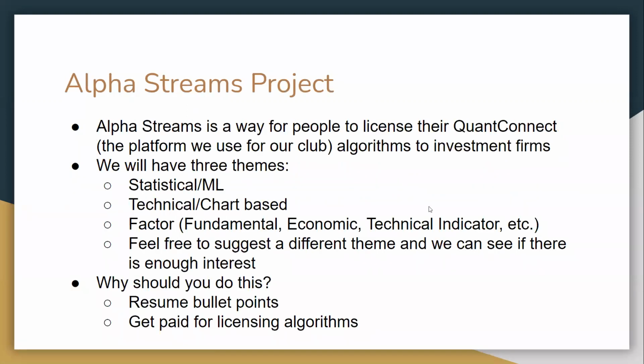The projects we are going to work on are the Alpha Streams project. Alpha Streams is a way for people to license their QuantConnect algorithms to investment firms. And the reason we use QuantConnect, there are multiple reasons. One is that we have a pretty good relationship with them.